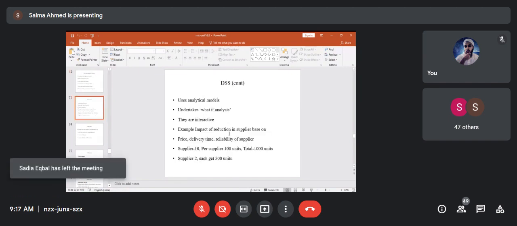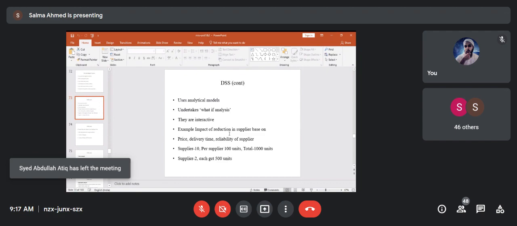Like I said, if you talk about suppliers, how many suppliers will you keep? If you keep 10 or 20, a large number of suppliers, each supplier gets a small fraction of the volume of your purchase. But if you keep a lesser number of suppliers, each supplier gets a larger volume of your purchases, and then your relationship with your supplier grows.